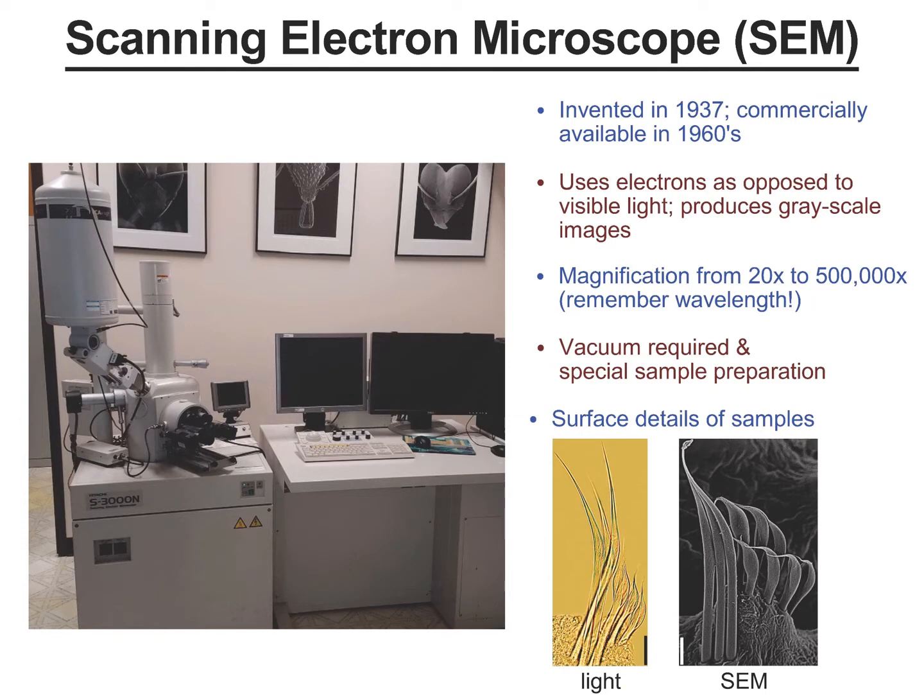And finally, while light microscopes have the ability to view the interiors of small translucent objects, scanning electron microscopes only allow us to view the surfaces of objects. Unlike visible light, electrons in an SEM cannot penetrate objects.